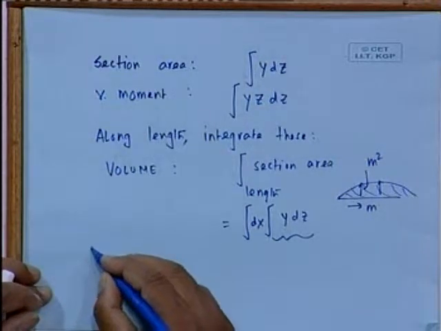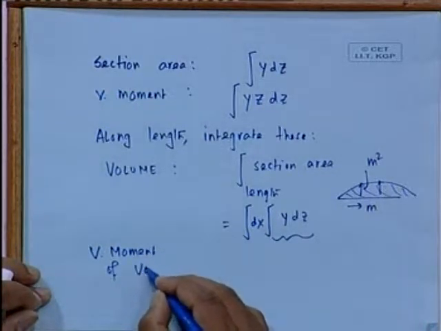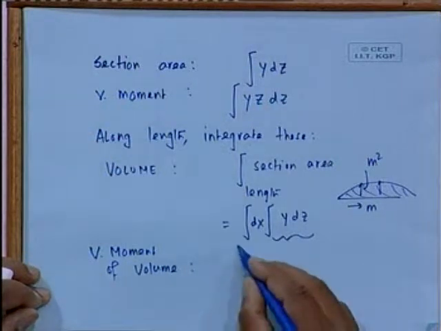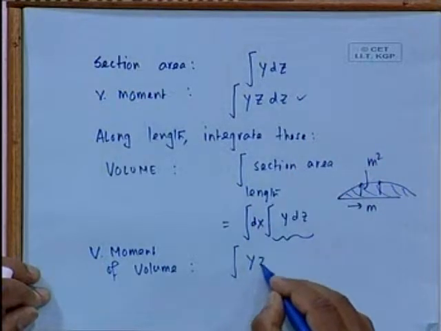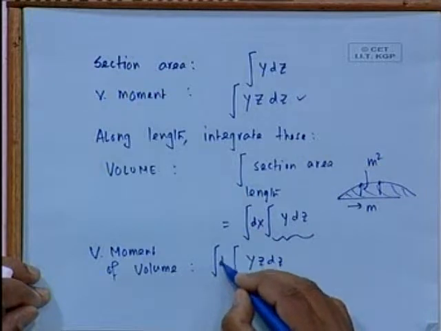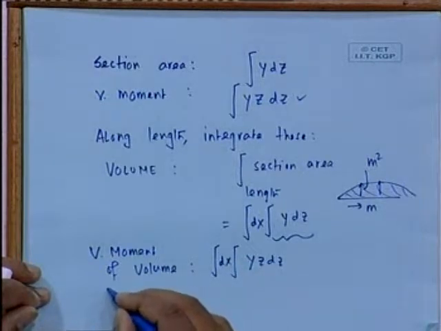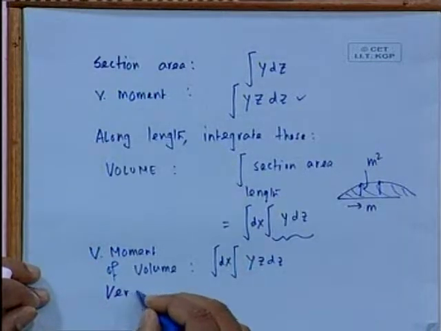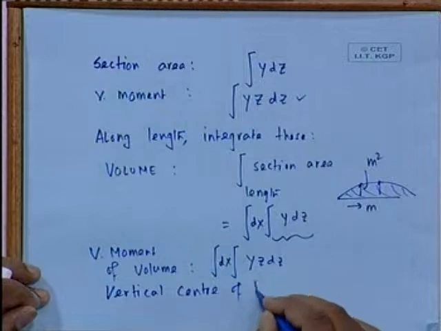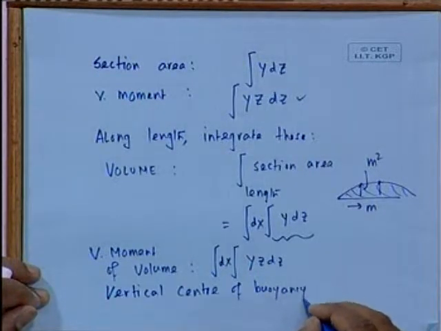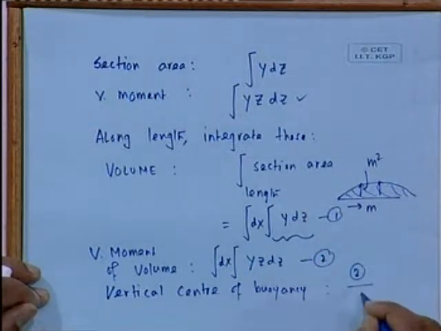Exactly same way now, vertical moment of volume is integration of the vertical moment of section areas, that is y z dz, along the length. And now vertical center of buoyancy is going to be, if I call it 2 and if I call it 1, it's going to be 2 divided by 1.